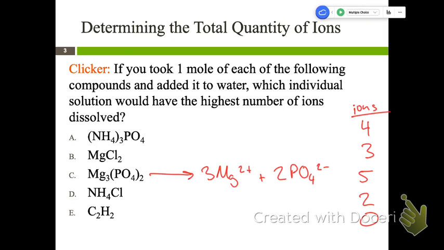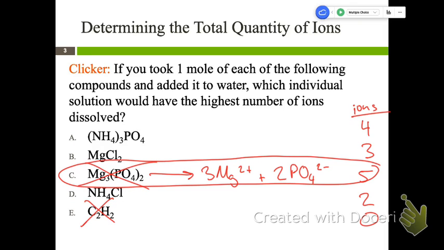Oh, 0? Why is that a 0? What are your ions in that compound? Where's your metal? Where's your non-metal? Not false. That is a molecular compound. There are no ionic bonds in that molecule, so we're not going to think that those things separate when they go in water. So with that said, we have a clear winner.